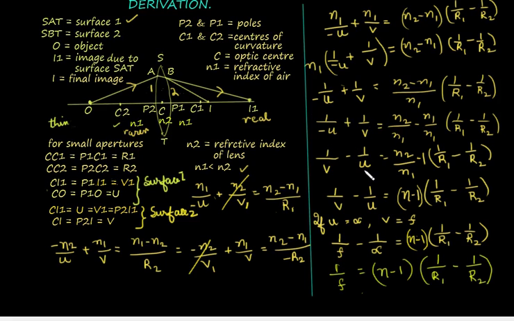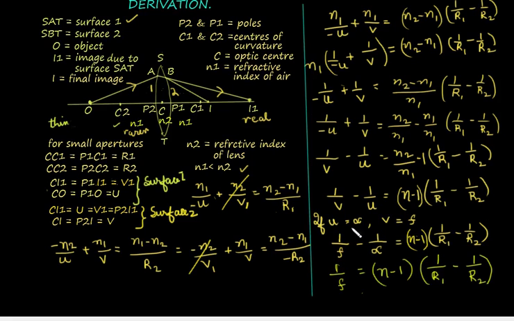1 by V minus 1 by U is equal to N2 by N1 minus 1 into 1 by R1 minus 1 by R2. 1 by V minus 1 by U is equal to N minus 1, because N2 by N1 is the refractive index of the second medium, that is lens. So, here N stands for refractive index of lens. We have allotted N2 here, but from this expression it is refractive index of lens minus 1 into 1 by R1 minus 1 by R2.